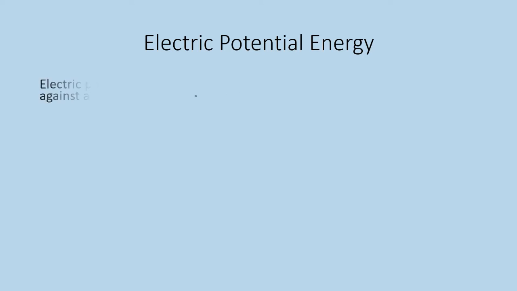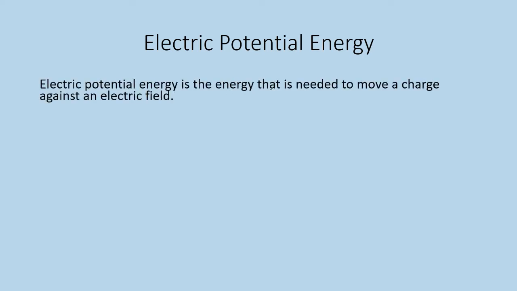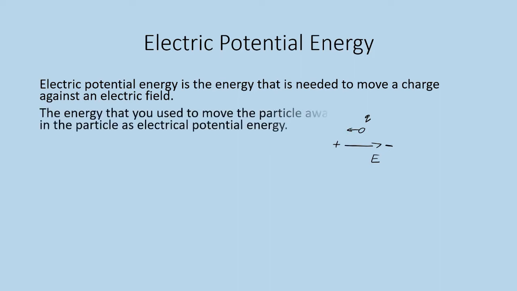Electric potential energy is the energy that is needed to move a charge against an electric field. So if we have an electric field pointing, let's say, this way, this indicates that the electric field emerges from a positive charge into a negative charge. So if we have a charge Q and we want to move it against the electric field, we need energy. This energy is the electric potential energy. So this energy is used to move the particle away from the plate, and it is stored in the particle.